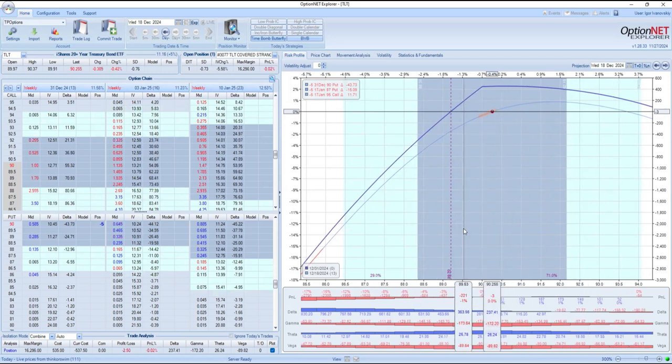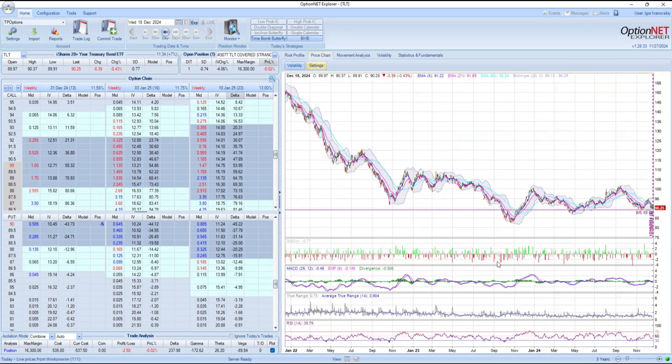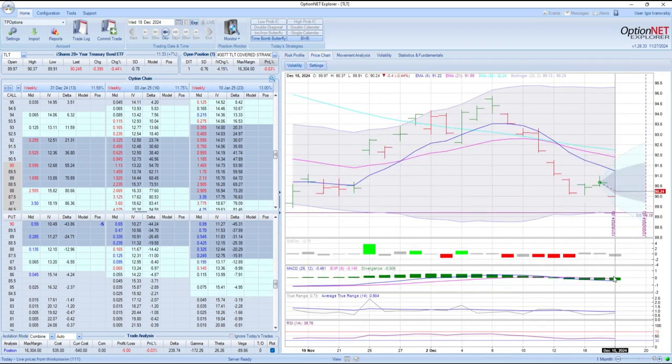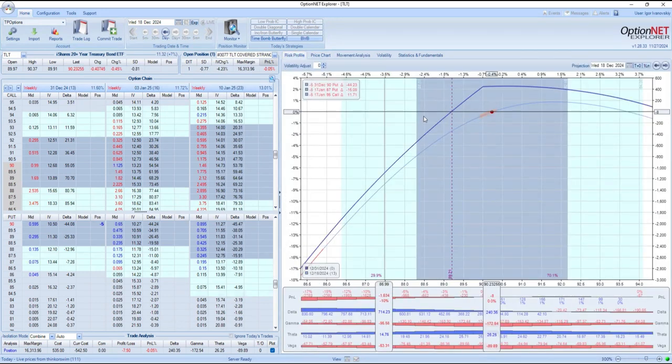So this is what this trade looks like right now. It did absolutely nothing in the last day. We can see that the price of TLT is down, I know, 0.7 standard deviations, but it's just 1 day, so it's not really that big a deal. The darker gray area is the expected move over the next 13 days.